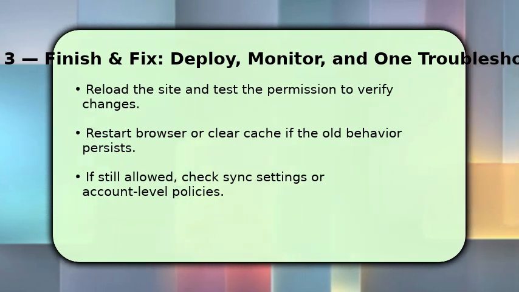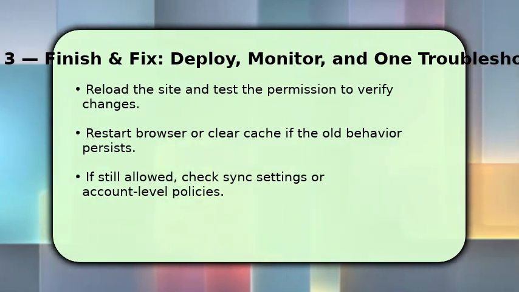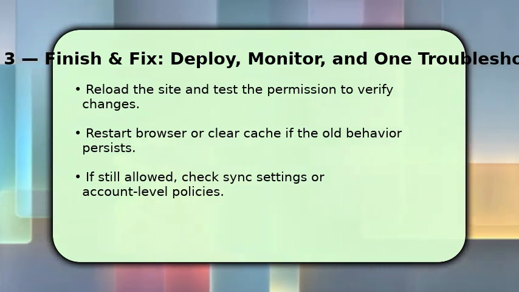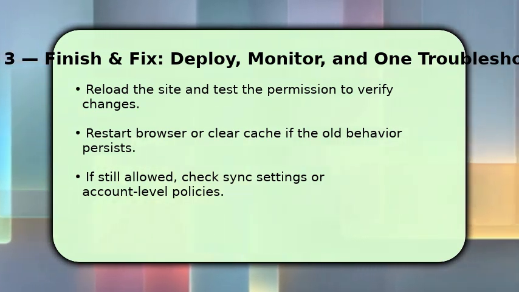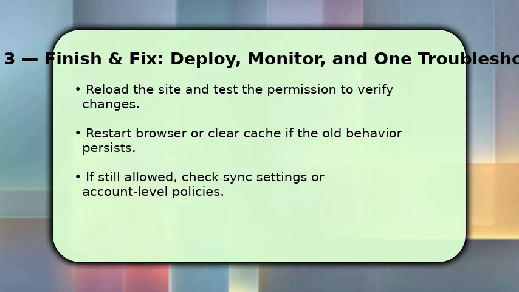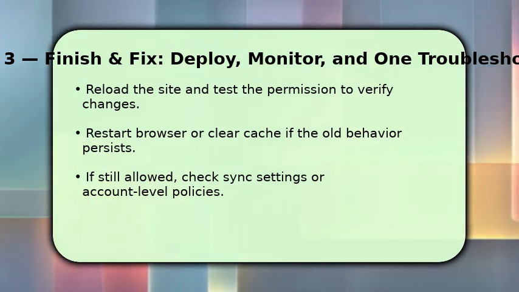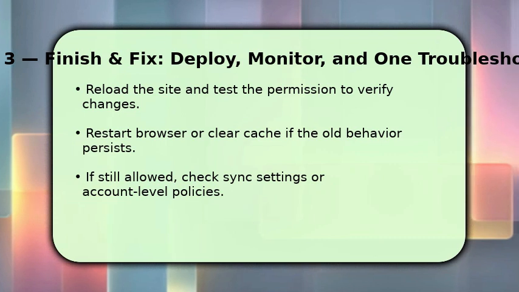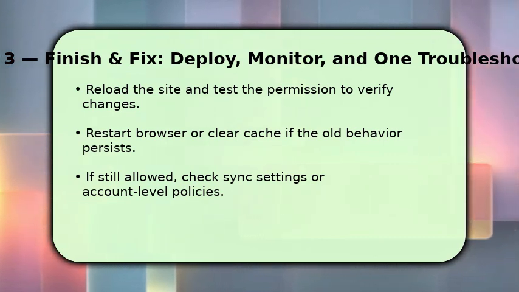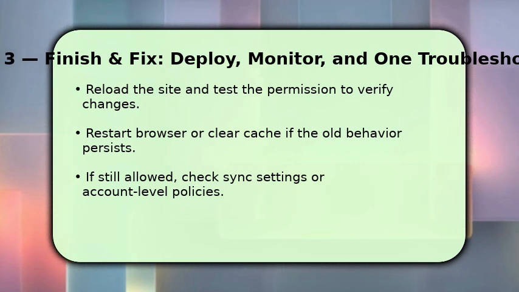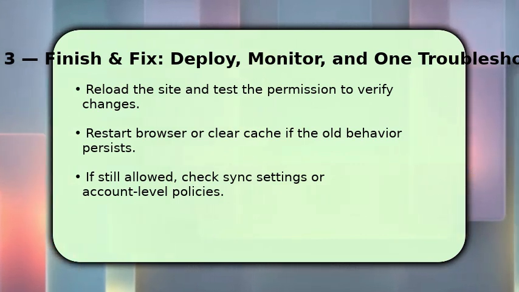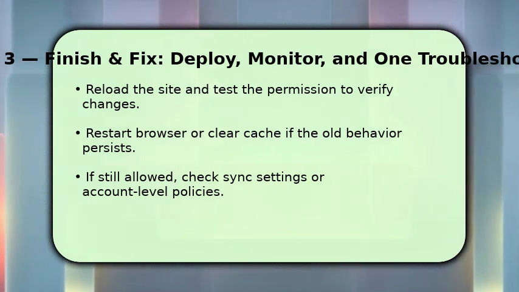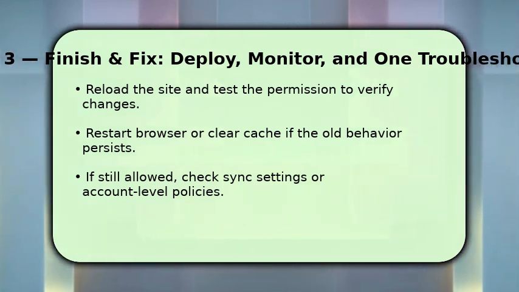Reload the website and test the permission, for example, camera, microphone, or notifications. If the site still behaves as allowed, restart the browser or clear cache and cookies, then test again because cached permissions can persist. Additionally, check settings sync or account-level policies that propagate permissions across devices and remove the entry there if necessary. Troubleshooting tip: if a managed profile or enterprise policy enforces the setting, contact the administrator since you can't override those locally.